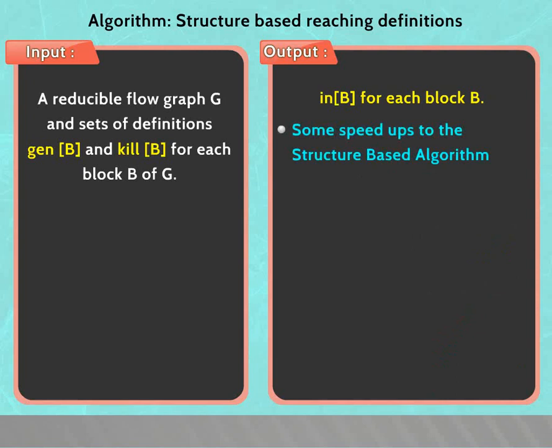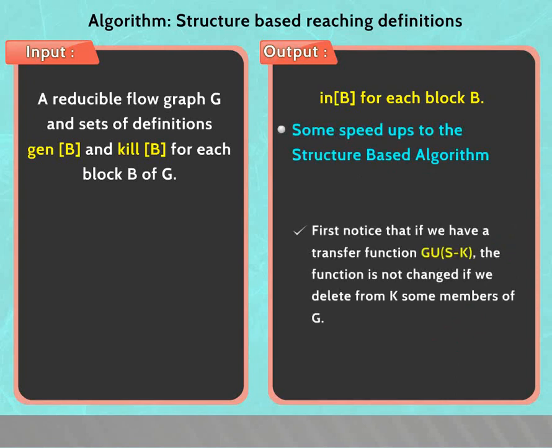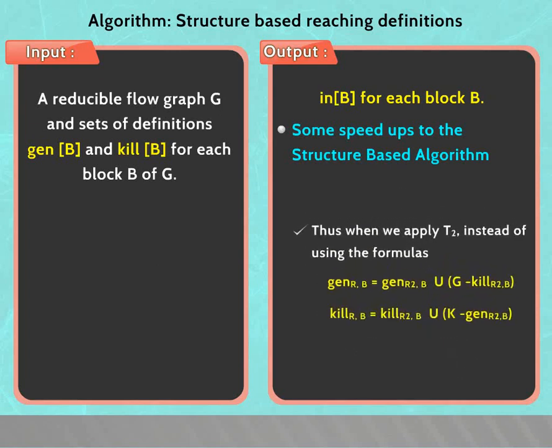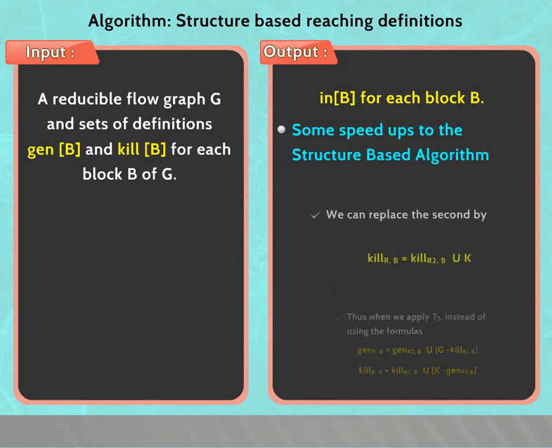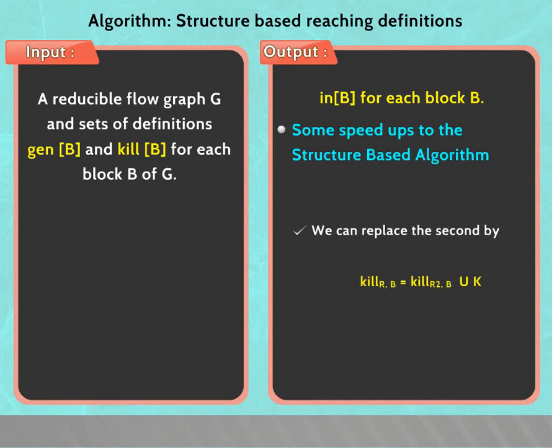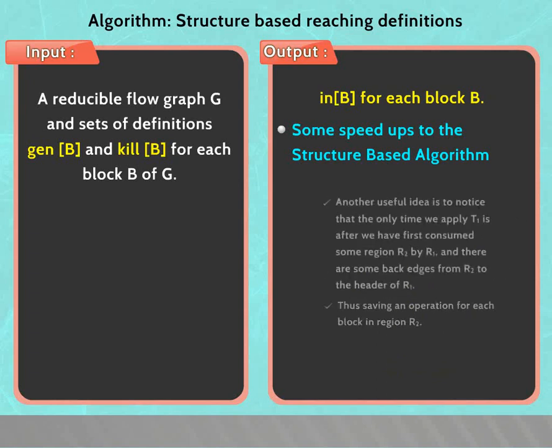Some speedups to the structure-based algorithm. First, notice that if we have a transfer function G ∪ (S − K), the function is not changed if we delete from K some members of G. Thus, when we apply T2, instead of using the formulas gen[R,B] = gen[R2,B] ∪ (G − kill[R2,B]) and kill[R,B] = kill[R2,B] ∪ (K − gen[R2,B]), we can replace the second by kill[R,B] = kill[R2,B] ∪ K, thus saving an operation for each block in region R2.